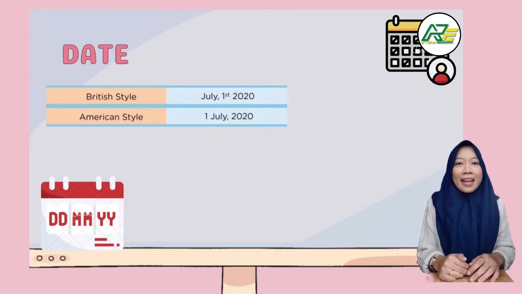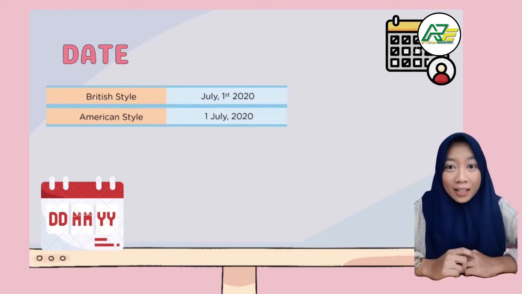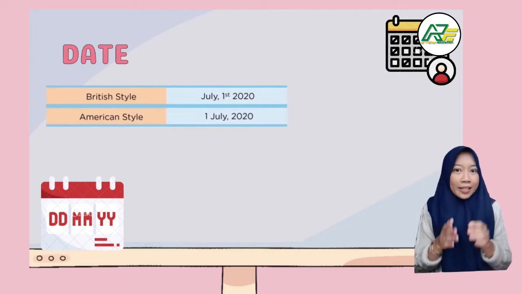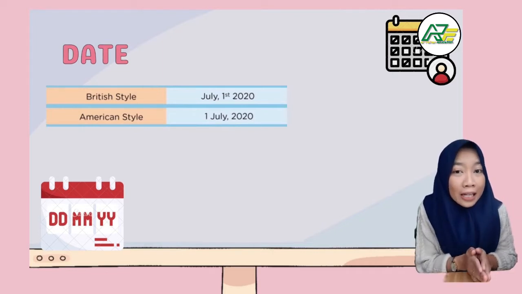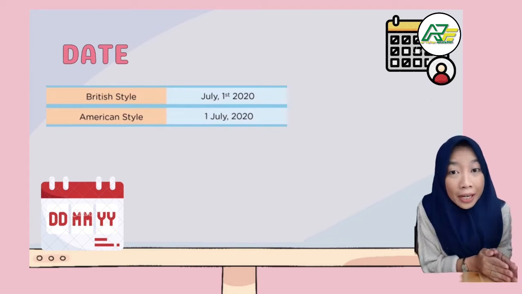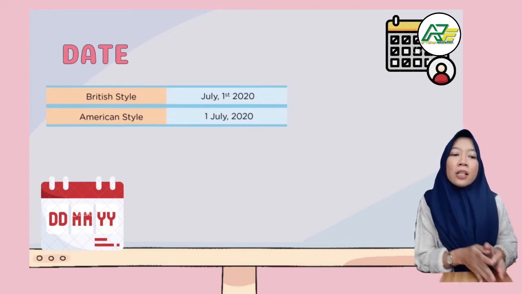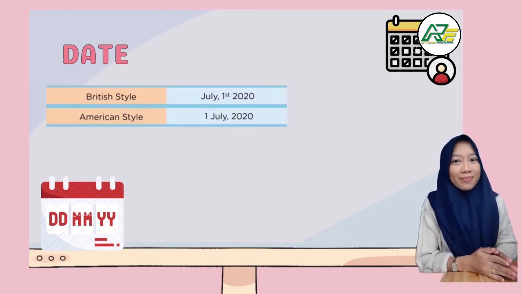And in the second style, we have American style. We write the day first, followed by the month, and the last must be followed by the year. For example, 1 July 2020. Remember?